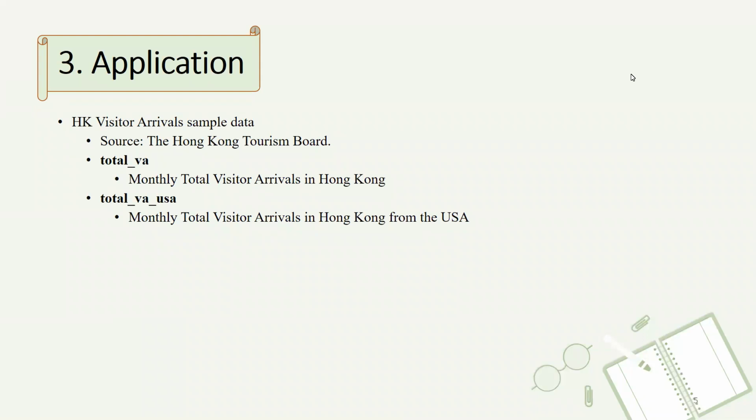Today, we're going to use two variables. One is the total VA, the monthly total visitor arrivals to Hong Kong, and another one is the total VA USA, which is the monthly total visitor arrivals only from USA.